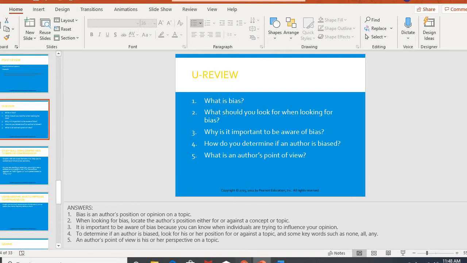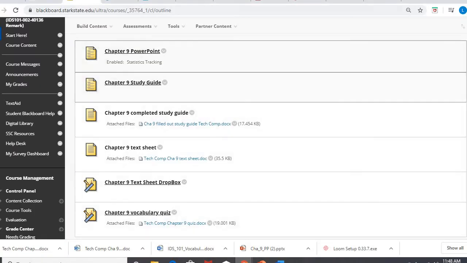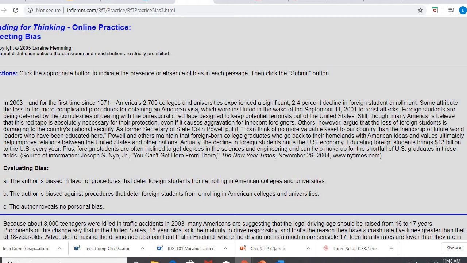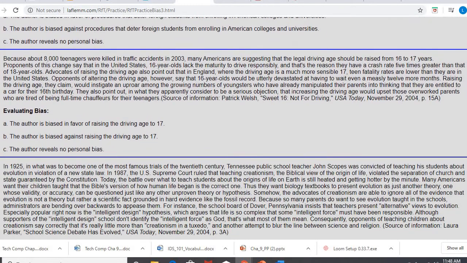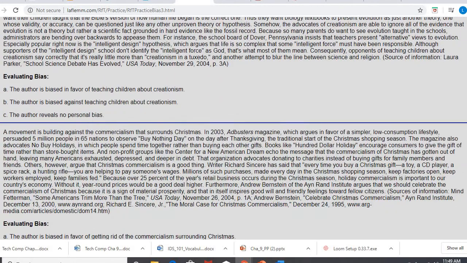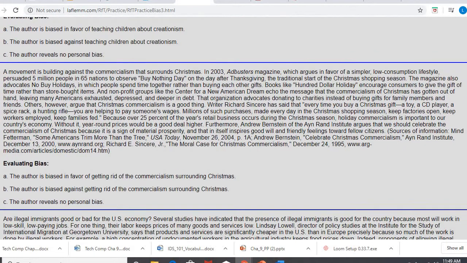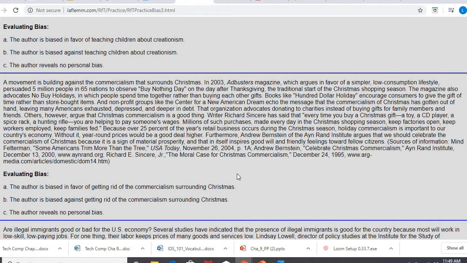So to practice some of these, I'm going to go ahead and get into some of these paragraphs. We're not going to look at every single one, but it is going to let us kind of practice these concepts of bias as well as purpose. So I'm going to go down here to number 4. I'm going to read this, and our job is to determine whether there is bias in favor, bias against, or there's no bias at all.